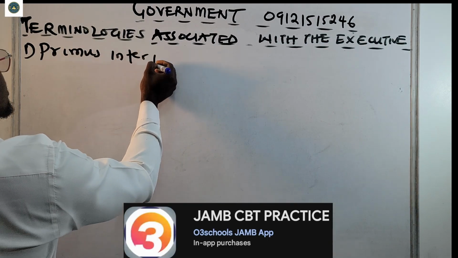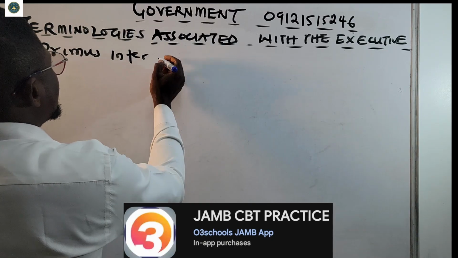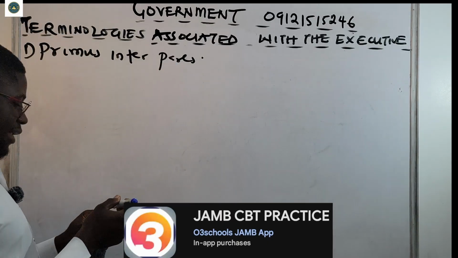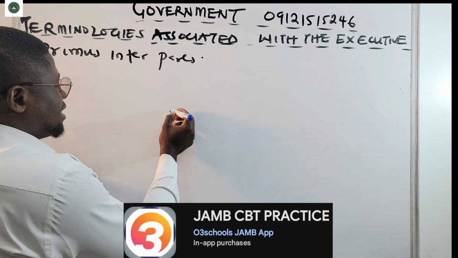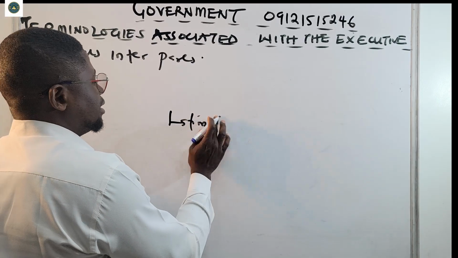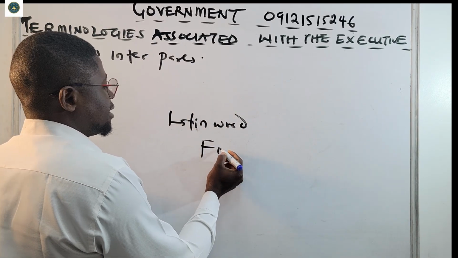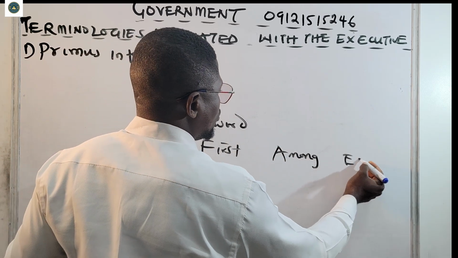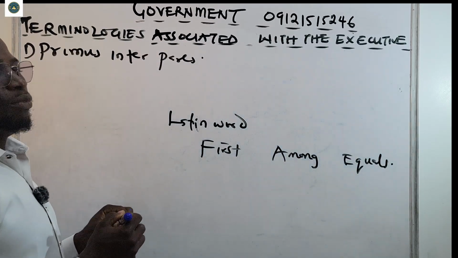Primus inter pares. Okay, this is PARES. All right, so Primus inter pares means, first of all, it's a Latin word. Know that it is a Latin word that means first among equals. Okay, so this is what it means. It means first among equals.